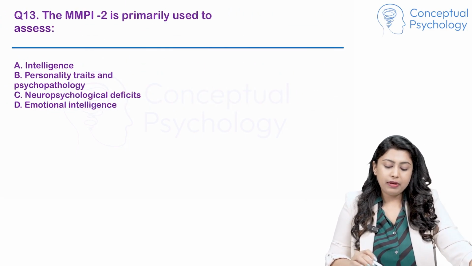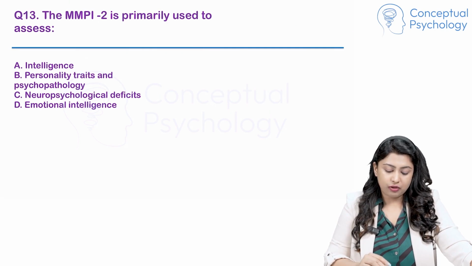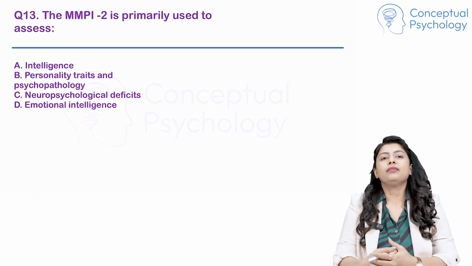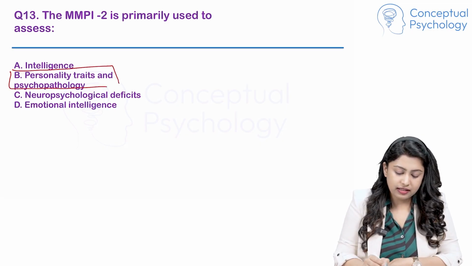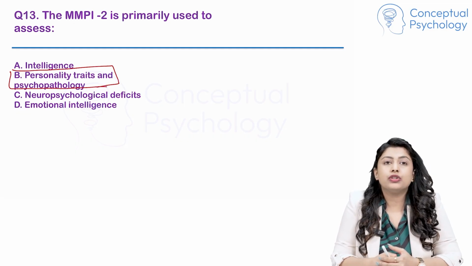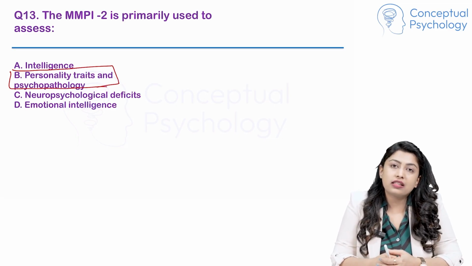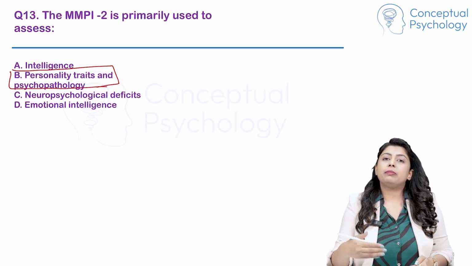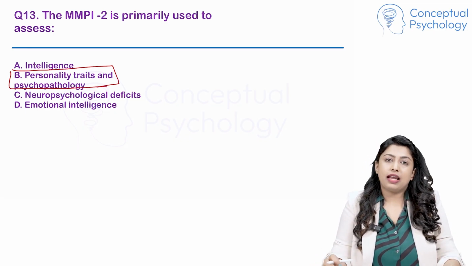Moving on, the MMPI-2 is primarily used to assess A. Intelligence, B. Personality traits and psychopathology, C. Neuropsychological deficits, and D. Emotional intelligence. The correct answer is B, personality traits and psychopathology. The Minnesota Multiphasic Personality Inventory 2, the MMPI-2, is a comprehensive psychological assessment tool designed to evaluate personality characteristics and to identify various forms of psychopathology. It contains multiple clinical scales and validity scales which assess mental health conditions and personality traits.